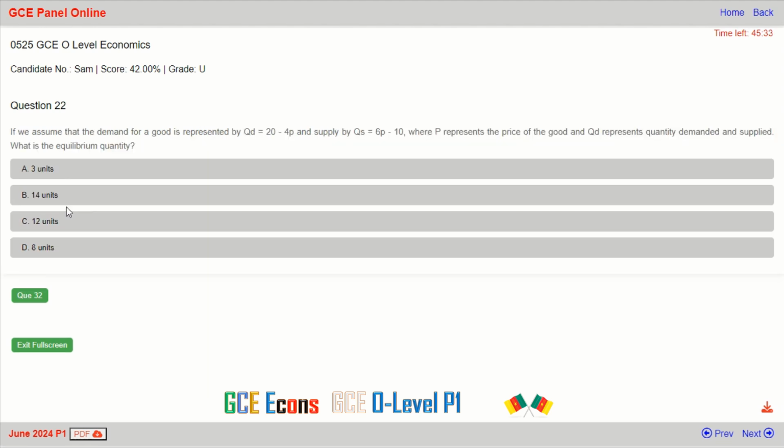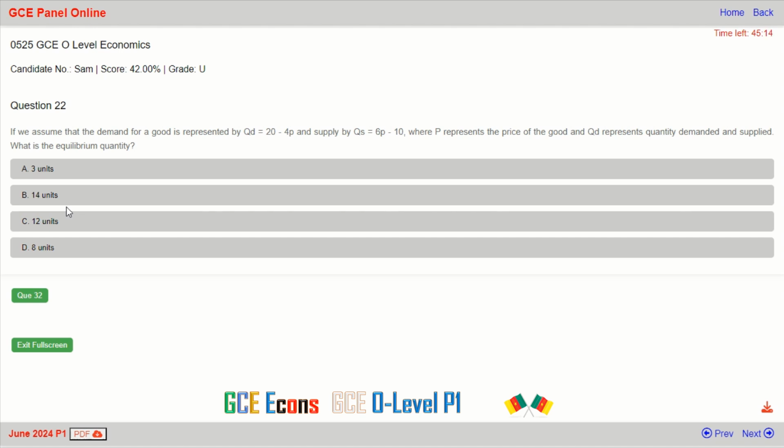If we assume that the demand of a good is represented by QD equals 20 minus 4P and the supply is QS equals 4P minus 10, where P represents the price of the good and QD represents the quantity demanded and supplied, what is the equilibrium quantity?